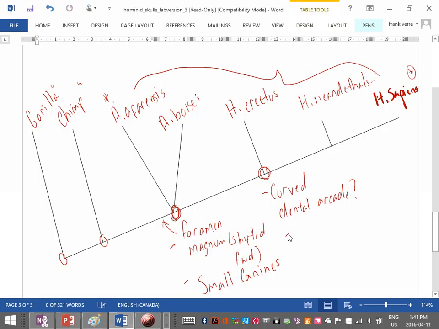Right. So if you look at the top of the skull, you see those suture lines? All right. Again, we can say, because Erectus has it, Neanderthals have it, and Homo sapiens have it, we can probably say that the common ancestor had that feature. Okay? Because they all have it in common.